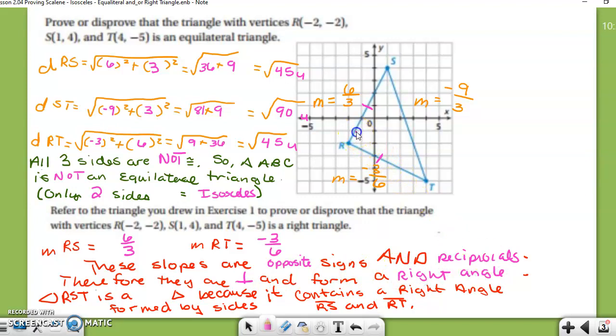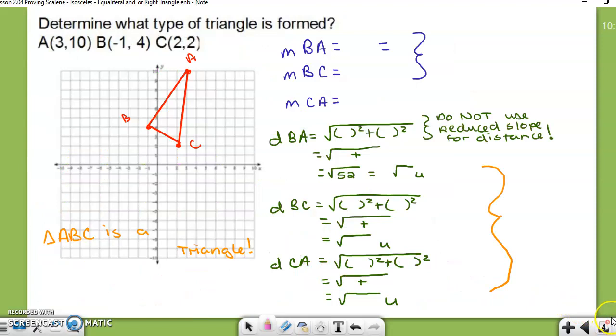So I know I've got a right angle here. Triangle RST is a right triangle because it contains a right angle formed by sides RS and RT. Moving on to the next one.